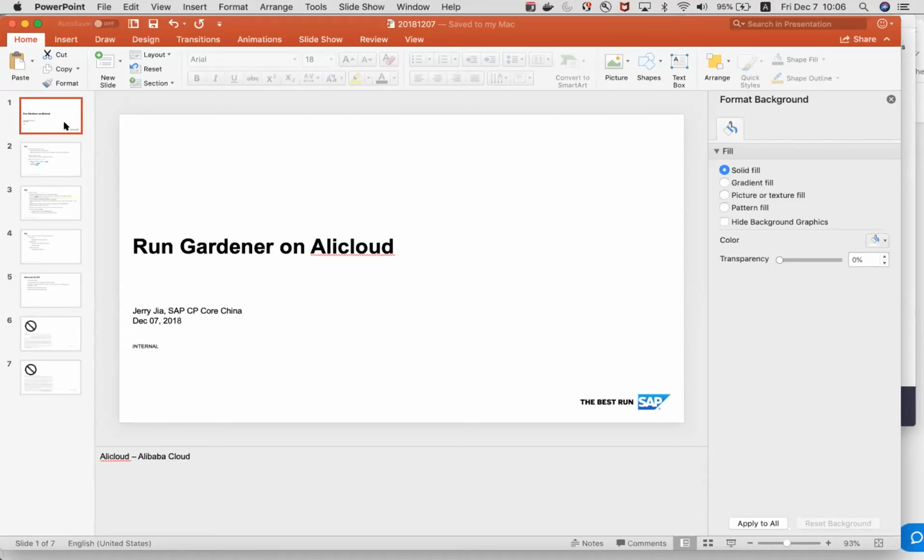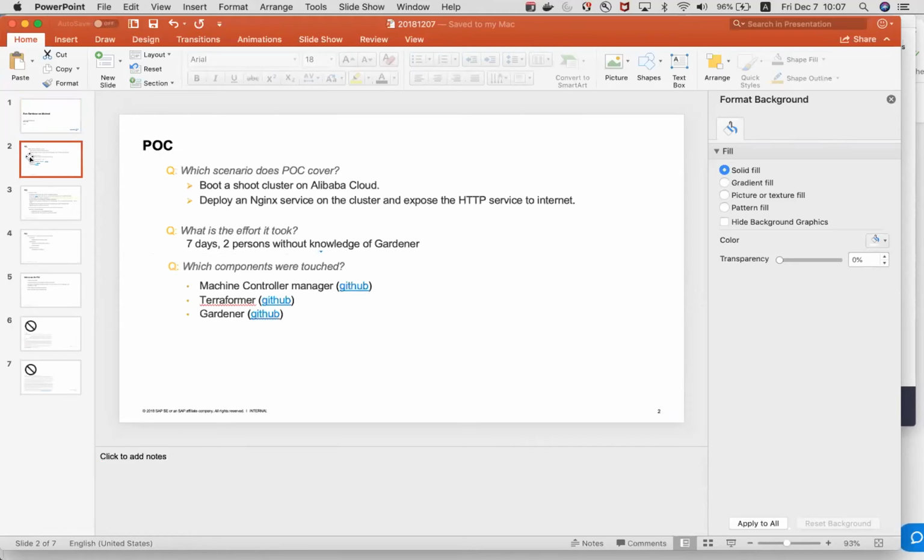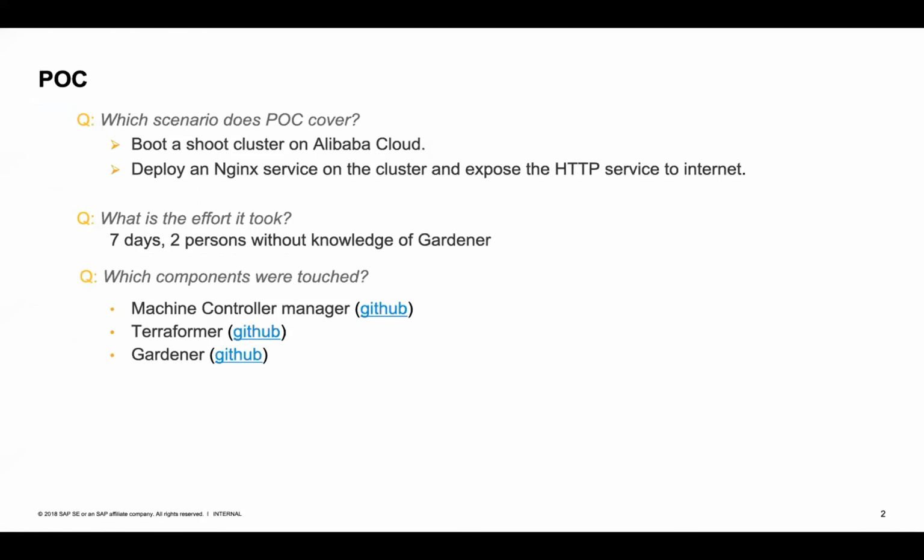At the beginning, we were not quite familiar with Alibaba Cloud, and neither did we have any knowledge regarding Gardener. So we needed to know whether there is a gap to make Gardener run on Alibaba Cloud. So we should do a POC first. The target of the POC is to put a fully functional Kubernetes cluster on Alibaba Cloud.